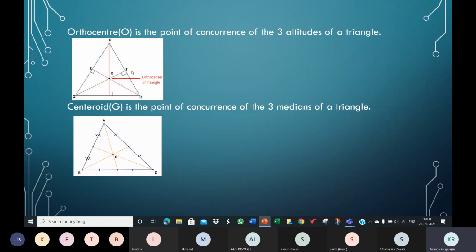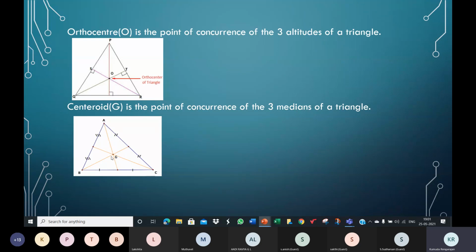We know that. We know all this. Just assuring that you people know it, that's it. So you all know this. Now you can see that the altitudes are perpendicular to the base, and here these line segments are medians.